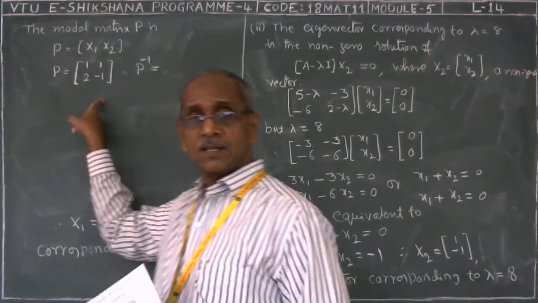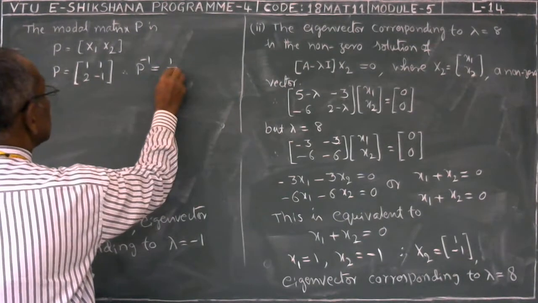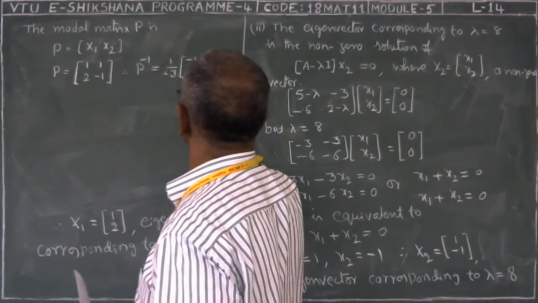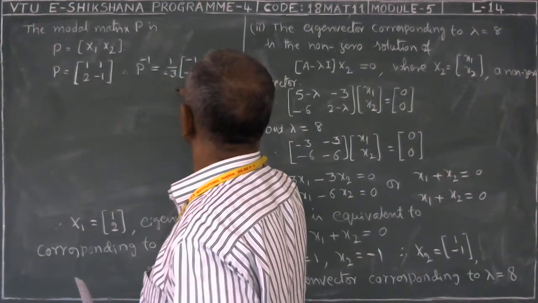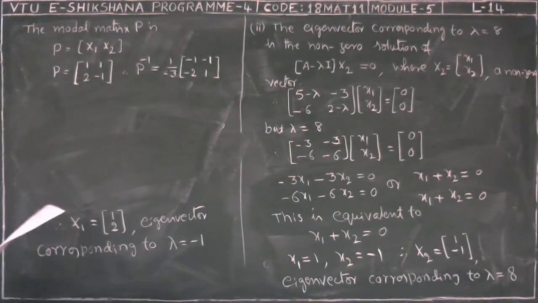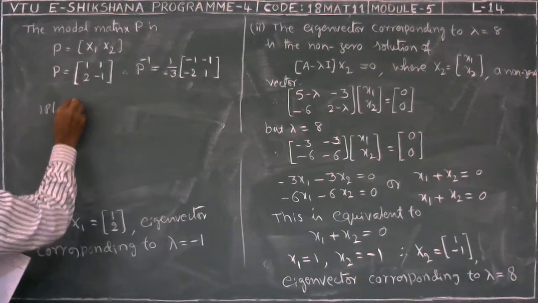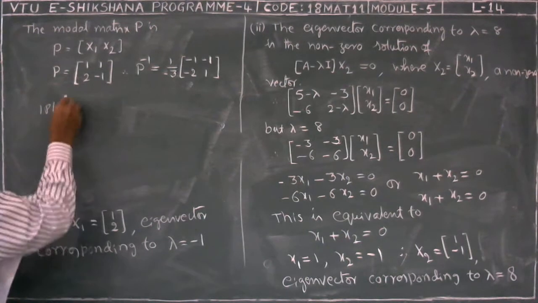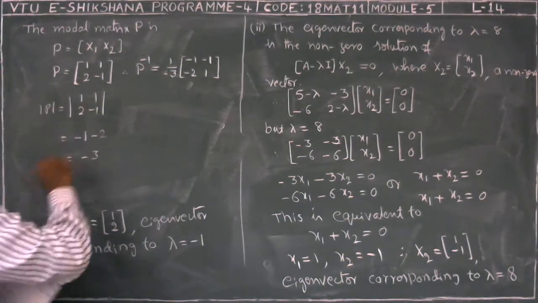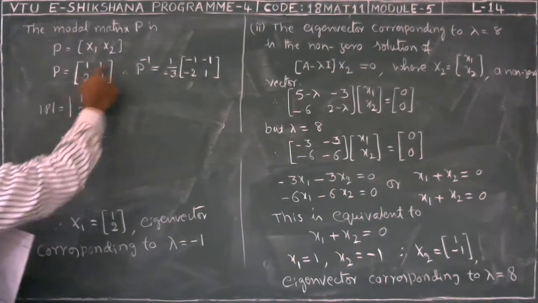Finding the inverse of a 2 by 2 matrix is very simple. Find the determinant of P, that is minus 1, minus 2, minus 3. So 1 divided by minus 3 into, interchange these two elements, so minus 1, 1, and change the signs of these two elements, minus 2, minus 1. So this is the inverse of matrix P.